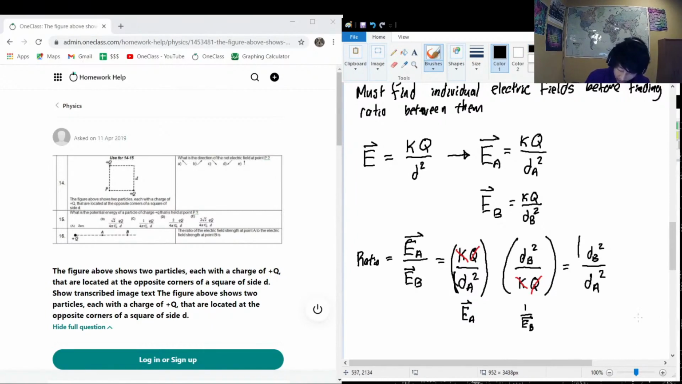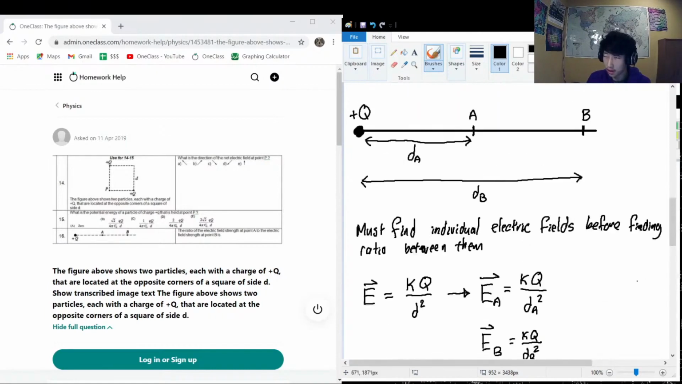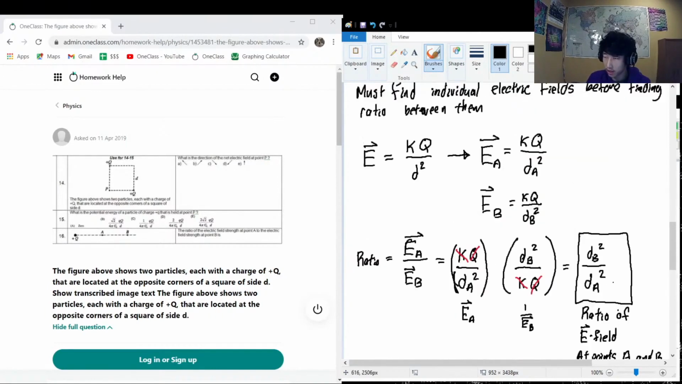So this shall be the ratio of the electric field at points A and B. So as long as you know what those distance values are, you could just sub them into this equation and you could easily find the ratio between them. So if you find one, you could easily find the other with this little ratio here. Okay, sounds good? Sounds cool.